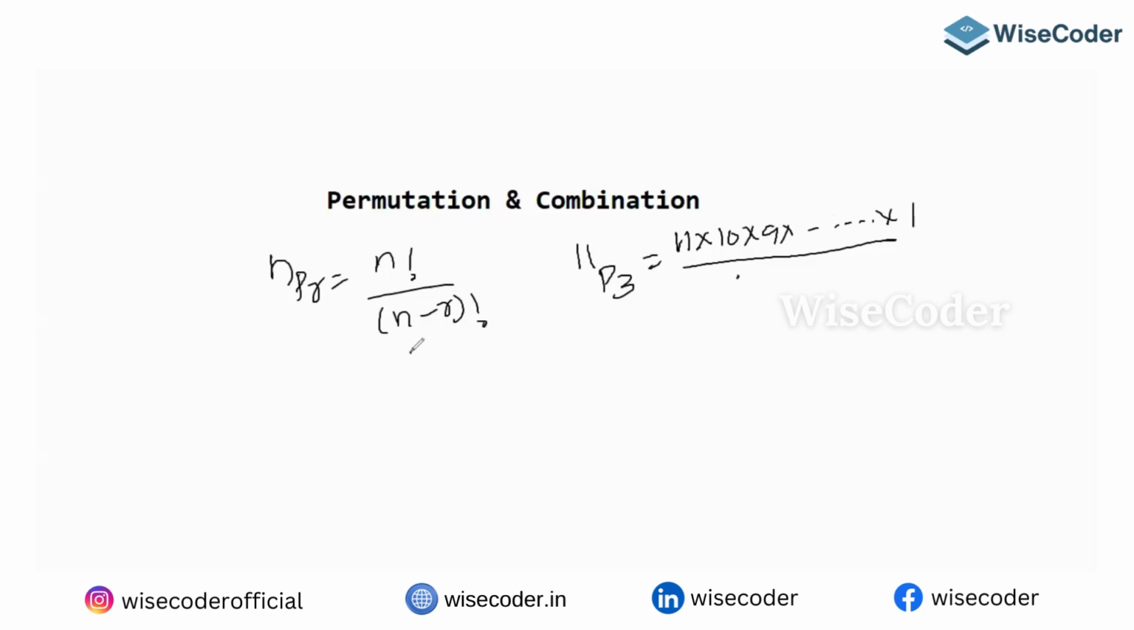Here you need to write 11 minus 3 factorial. That means 8 factorial, which means 8 into 7 into 6 into and so on. So let me write 8 also here, and so on till 1.